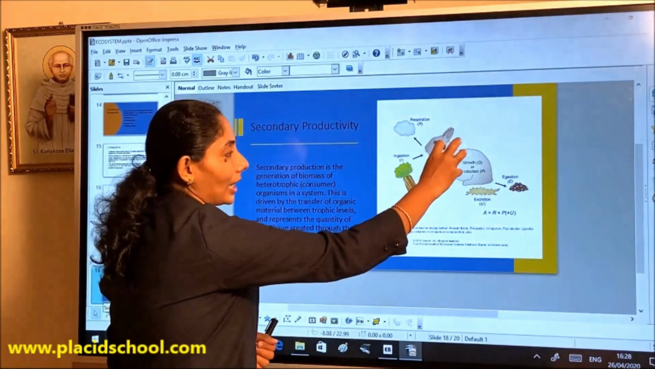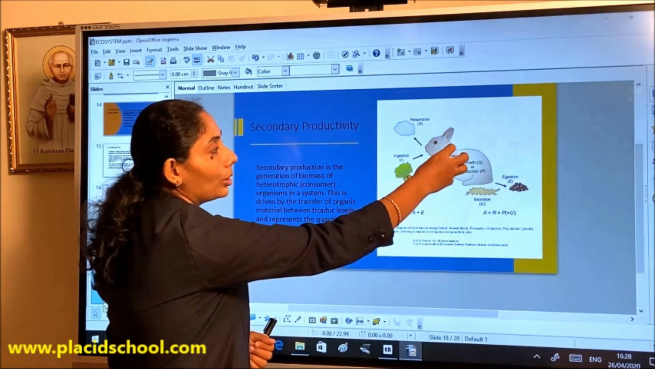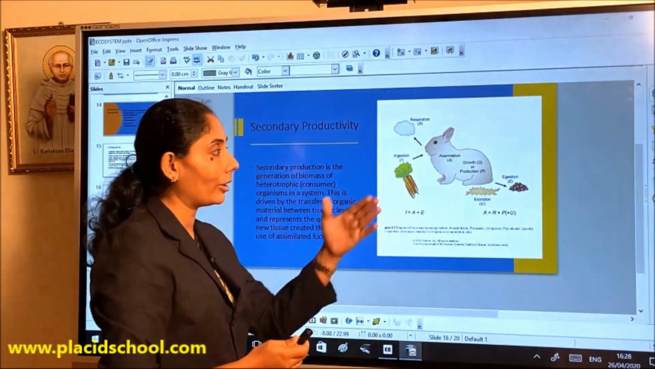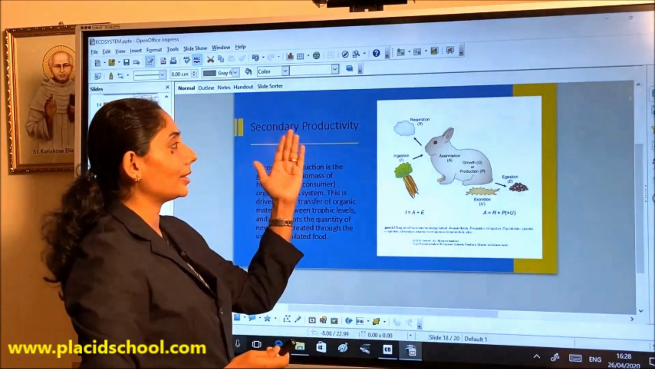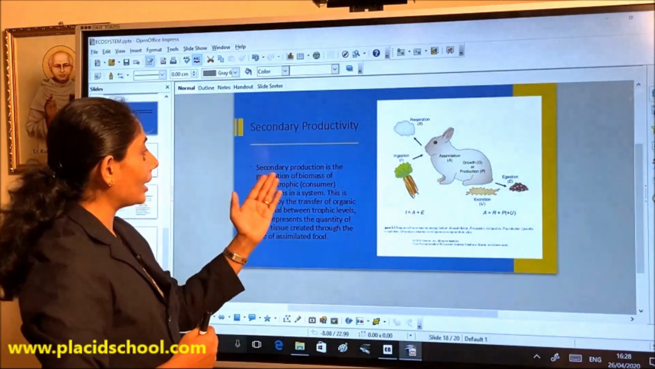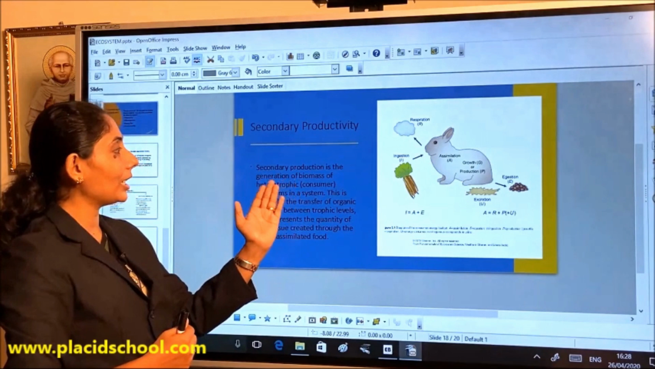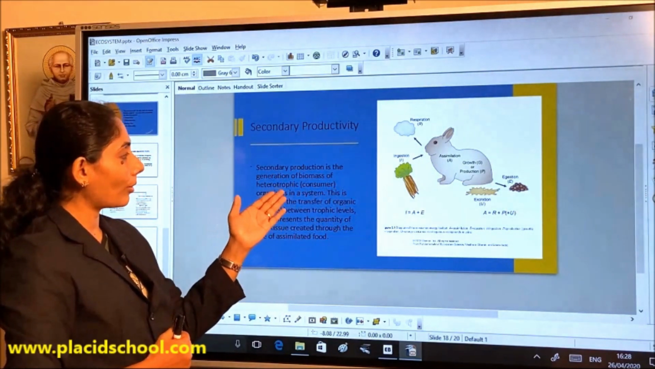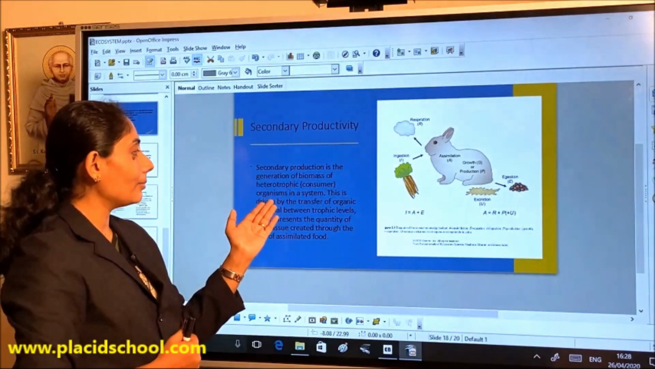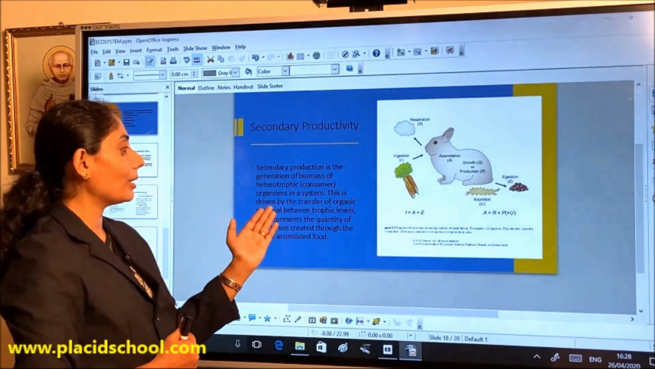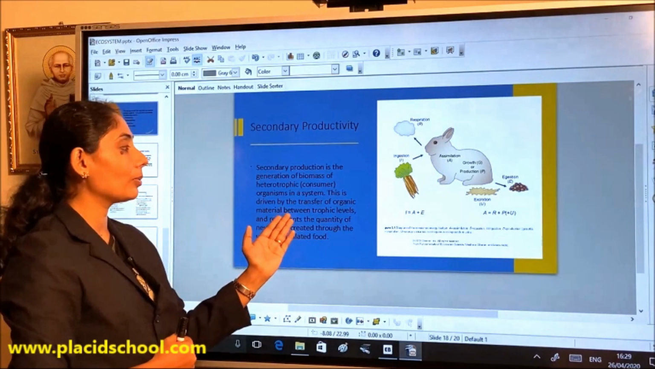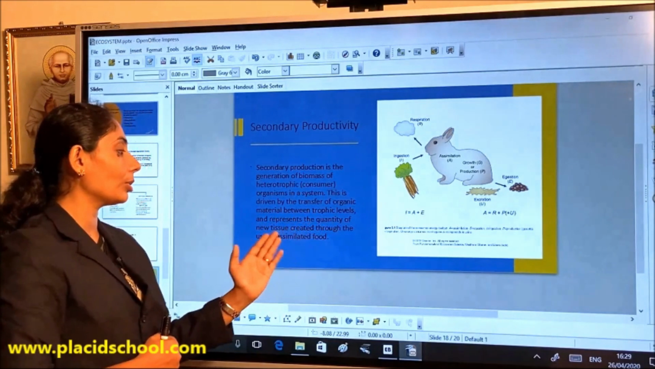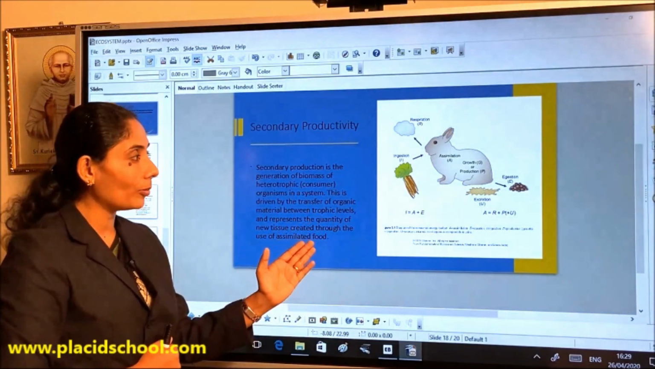So whatever it is able to assimilate and able to convert into its organic matter or biomass is referred to as secondary productivity. So secondary productivity is the generation of biomass of heterotrophic organisms in a system. This is driven by the transfer of organic material between trophic levels and represents the quantity of new tissue created through the use of assimilated food. I hope that is clear.